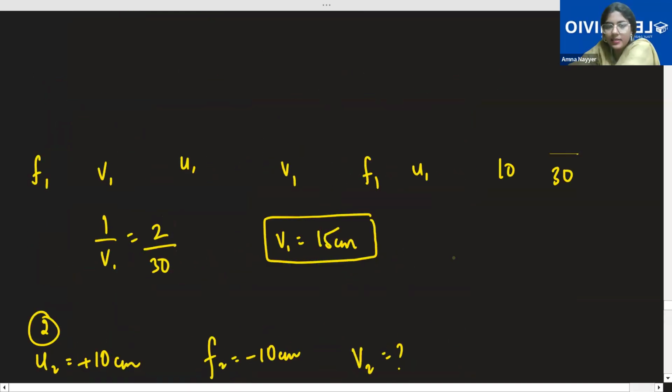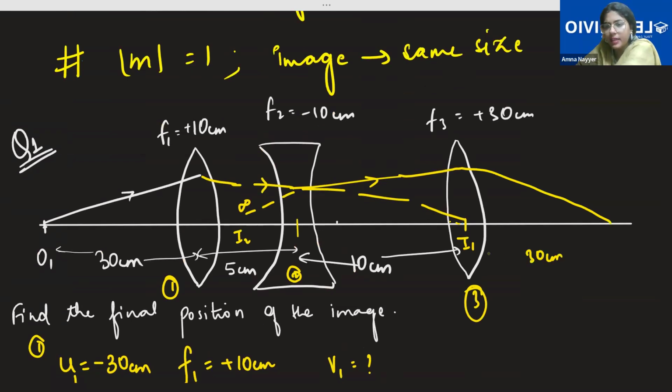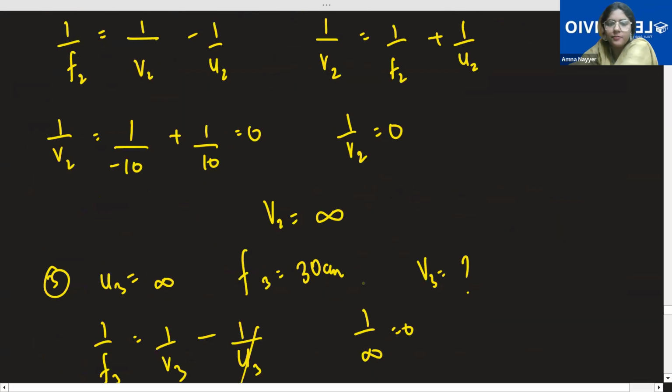Now the question says 30 centimeter means somewhere here, at a distance of 30 centimeter from this lens, the final image has been formed. The question asks for the final position of the image. This is asked with respect to O1. So I don't think it's tough to calculate from O1. 30 plus this 5 plus this 10 plus this 30 again. That's it. So 30, 30, 60, 75 centimeters.